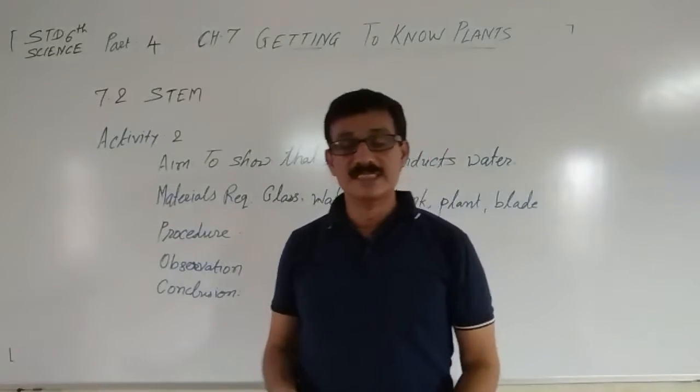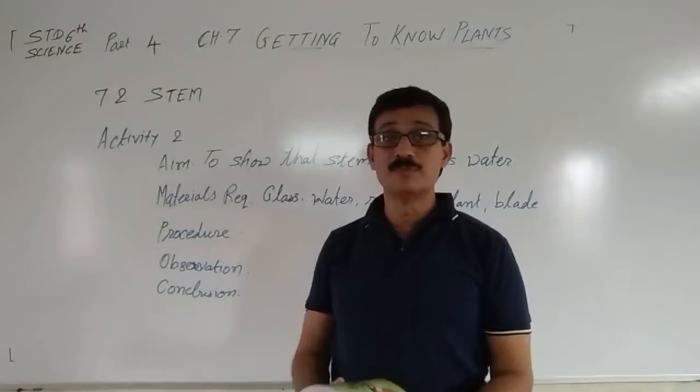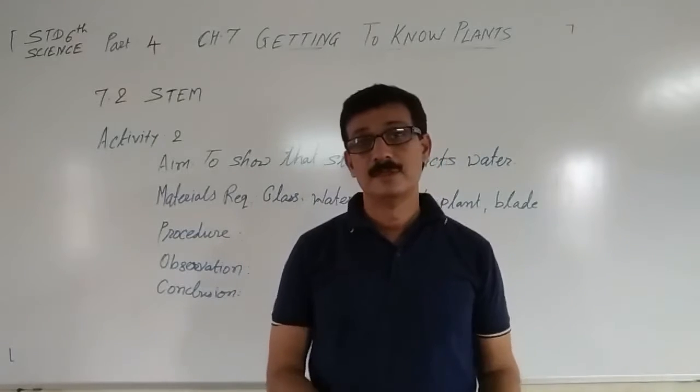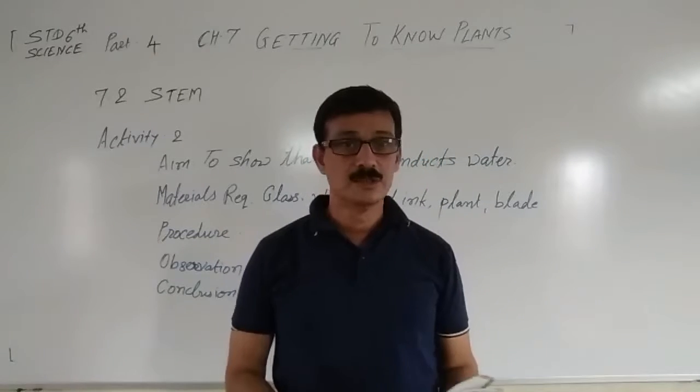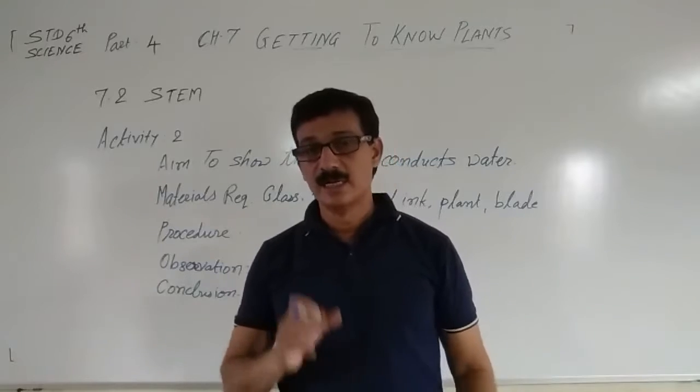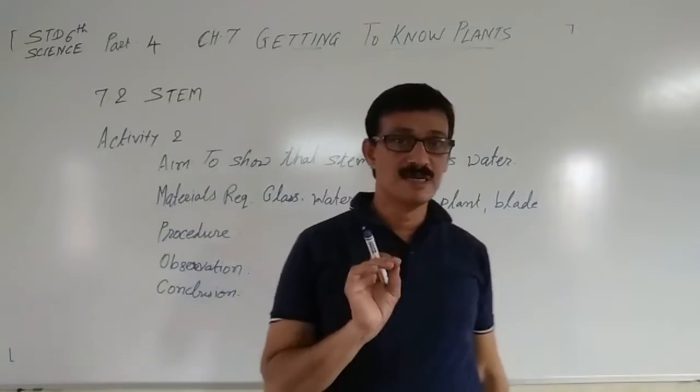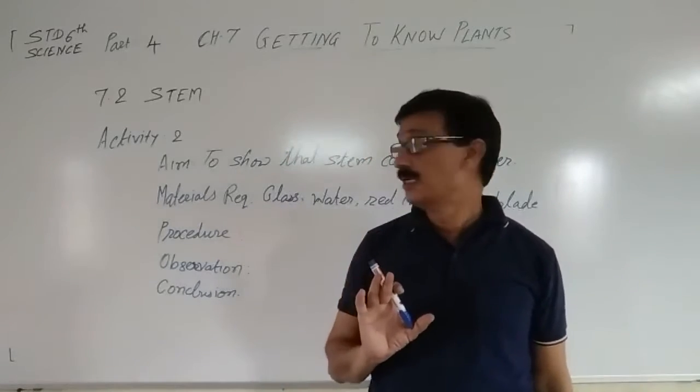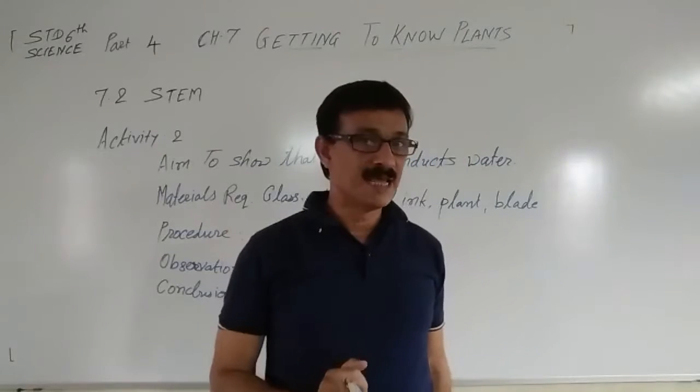Hello students, this is part 4 of chapter 7, Getting to Know Plants of Standard 6 Science. In the last part, we discussed creepers and climbers. Can you say what are creepers and climbers?